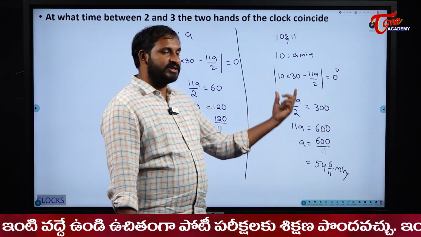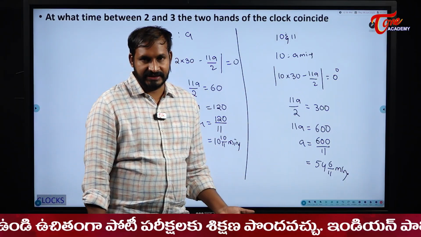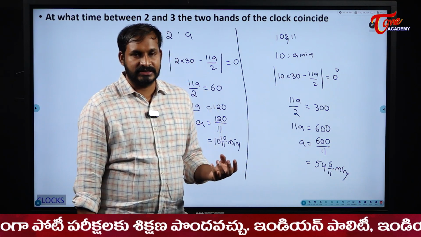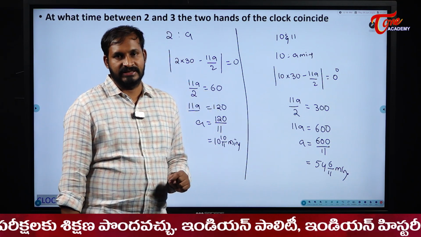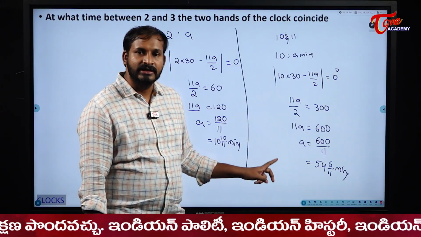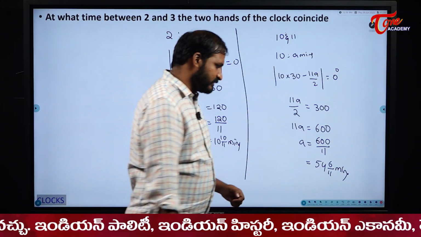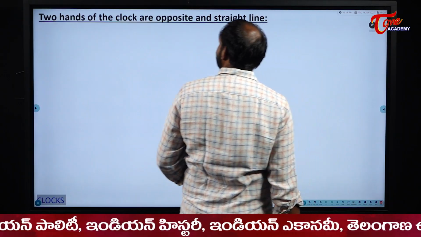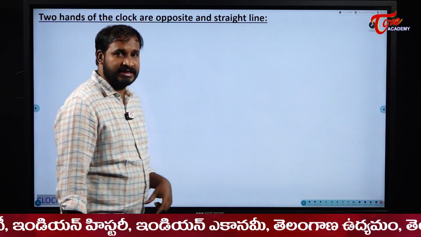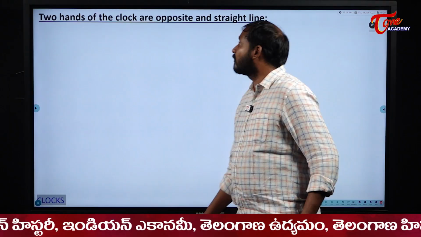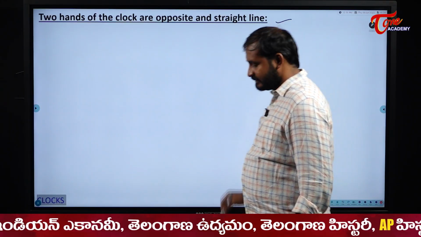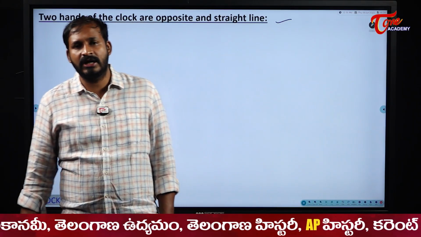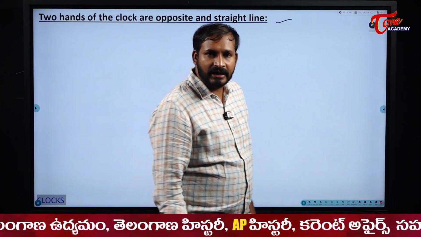See, in most of these cases, you will never cross 360. But why I told you about that 360, we will see in our next case. What is the reason behind that, we will see in the next question. Now, the next case is when the two hands of the clock are opposite, in a straight line. See, overlap also means both the hands are in a straight line, right? Am I correct or not?